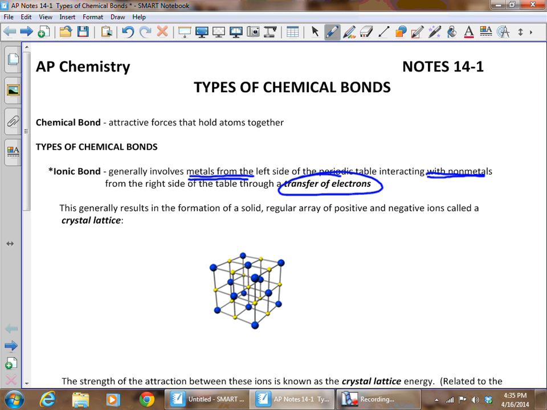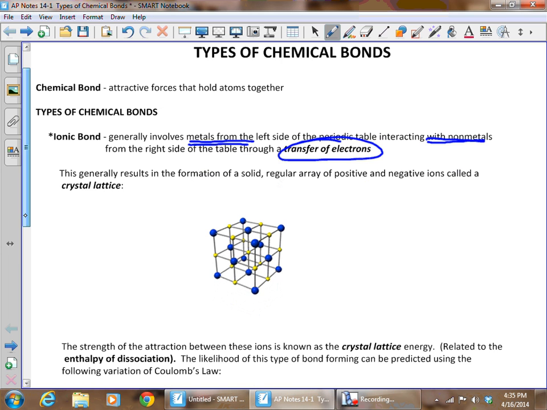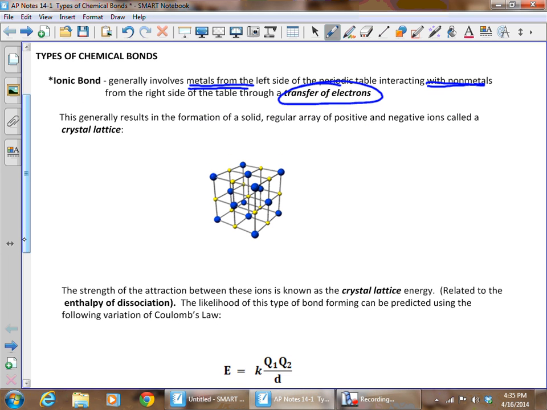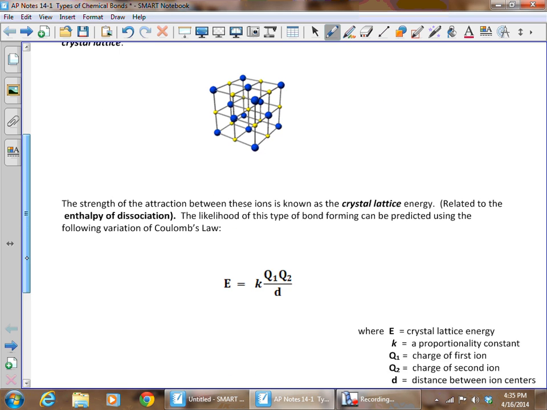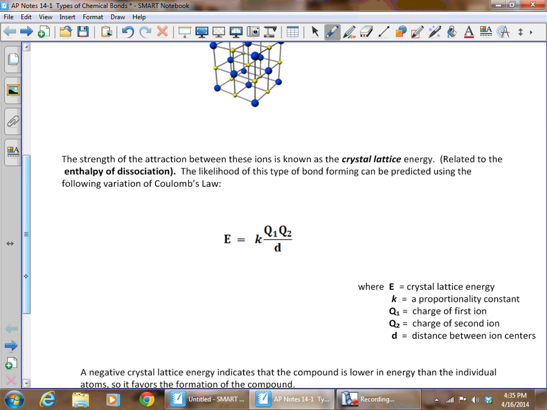holds that compound together. Now remember, ionic compounds do not have molecules. They have a crystal lattice structure. So you can think about how strongly this is held together in terms of crystal lattice energy. Now look at this crystal lattice energy equation. And it's a variation of Coulomb's law.